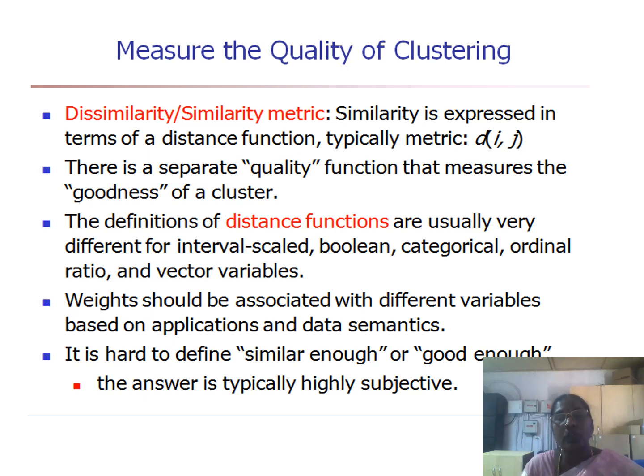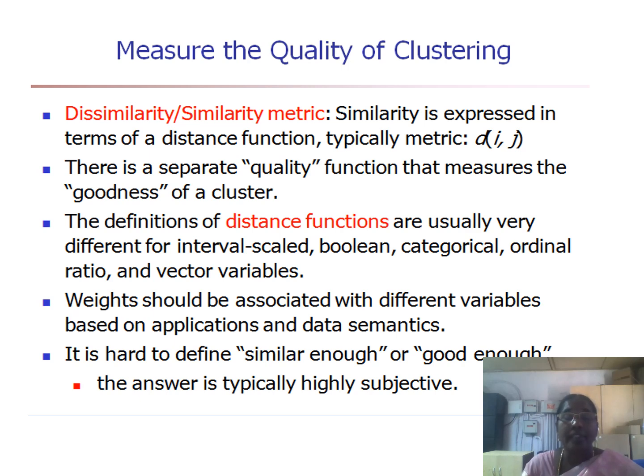And then we can determine the measure of the quality of the clusters, the dissimilarity or similarity metric that is used to measure the quality of the clusters. Similarity is expressed in terms of distance functions, that is d(i, j). This is a separate quality function that measures the goodness of the clusters. And the definitions of the distance functions are usually very different for interval-scaled, Boolean, categorical, ordinal, ratio, and vector variables.